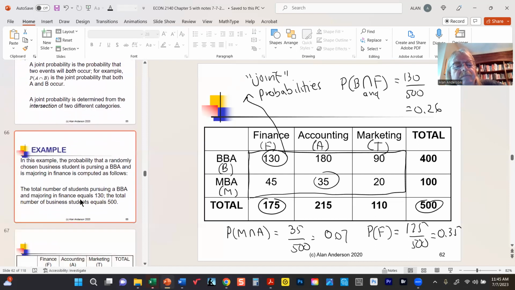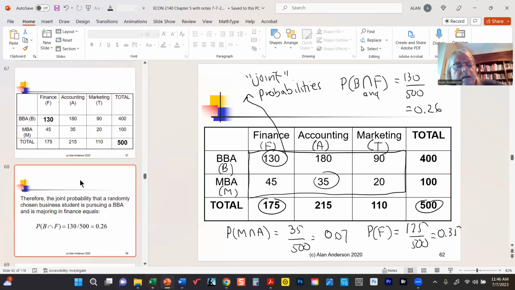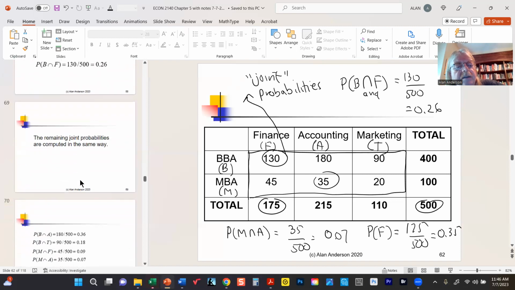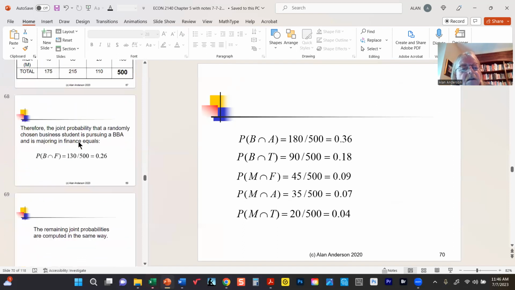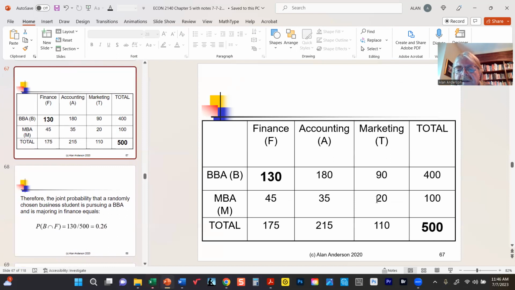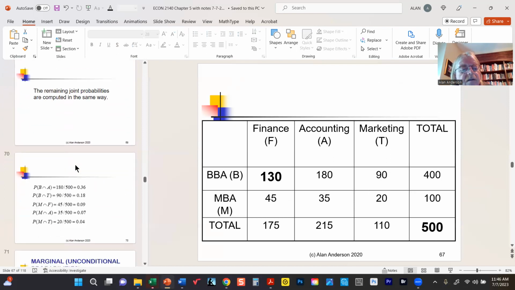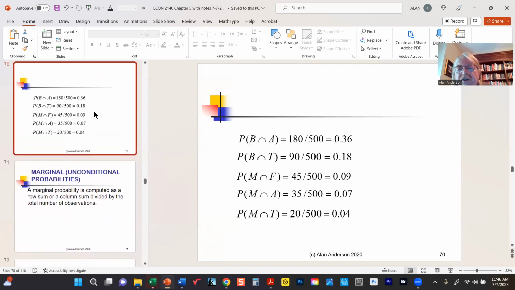All right. So now, by the way, I went ahead and filled them in all for you, so you can go through, for example, the probability of getting a master's degree in marketing would be this 20 out of 500. So you can go back and double check them all.